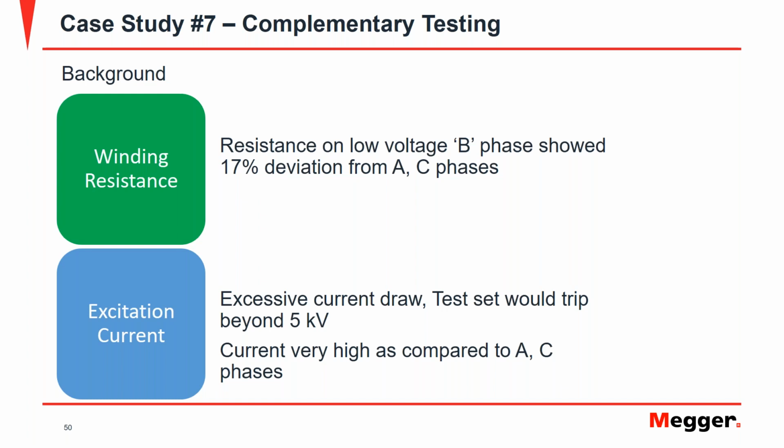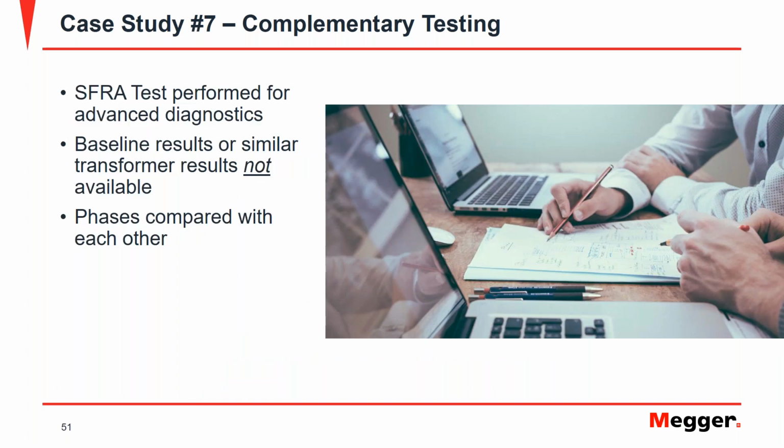And even when we compared values across all three phases at 5 kV, we saw that the current was very high for the B phase as compared to the A and the C phases. So now we have two tests that we performed that are potentially indicating an issue. And because of the nature of this situation, we recommended that we need to perform some advanced diagnostics. By that, we recommended SFRA testing as an advanced method to diagnose further issues in the transformer winding.